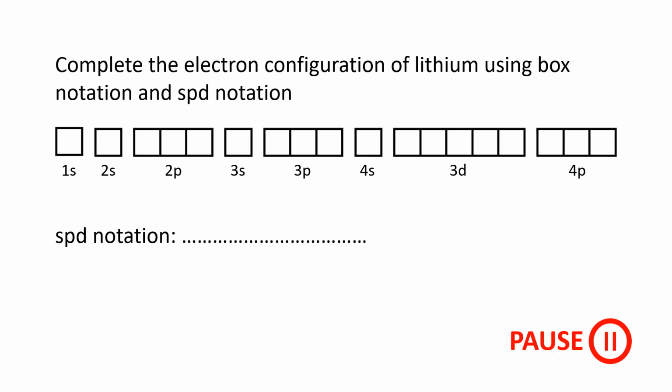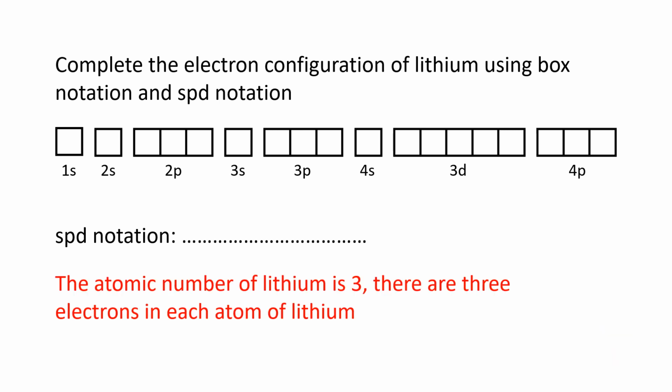Complete the electron configuration of lithium using box notation and SPD notation. The atomic number of lithium is 3. There are 3 electrons in each atom of lithium. The answer is completed in blue. Let's look at another example.